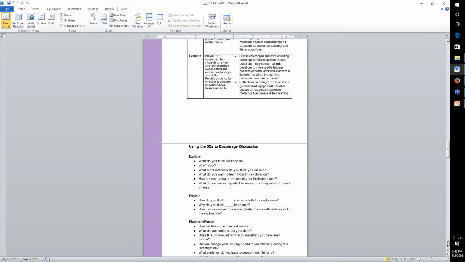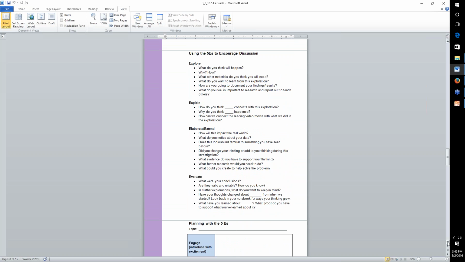As we indicated earlier, on page 8 you have some questions that are already constructed there. So what are some questions you can use for explore, explain, elaborate, and evaluate? Each of those gives you a starting point. Of course, that's not to say that those are all the questions you need, but it gives you a really nice starting place.